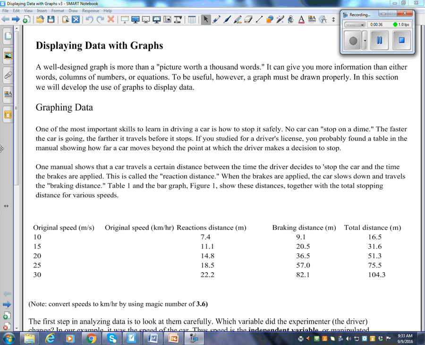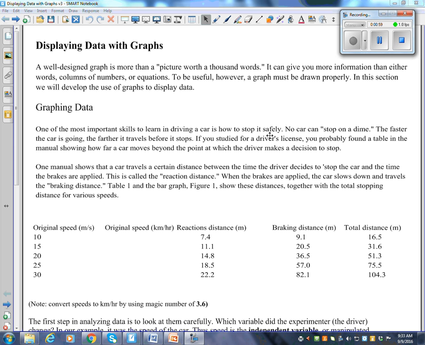One of the most important skills to learn driving a car is how to stop it safely. Who's taken or is in driver's ed right now? Excellent. So you all are somewhat familiar with stopping distance, and one of the concepts in grade 10 science is to talk about stopping distance. So we're going to use that as our vehicle, if you'll pardon the expression, to learn about graphing.